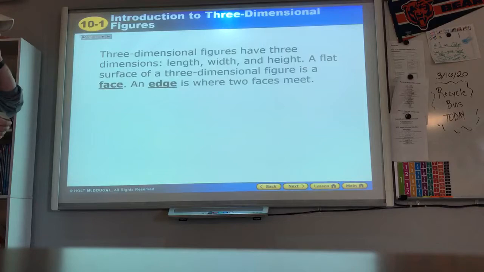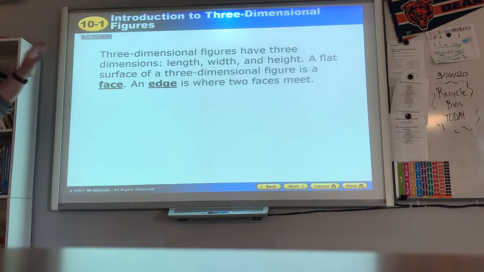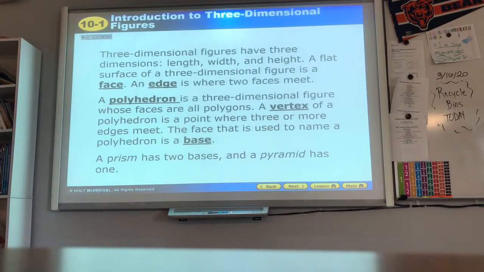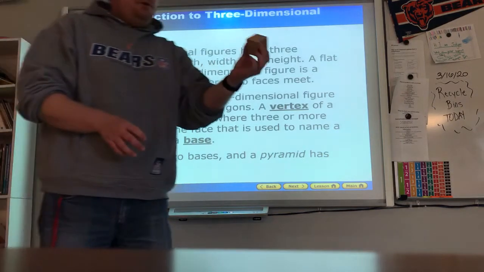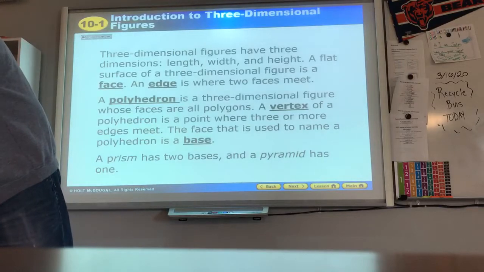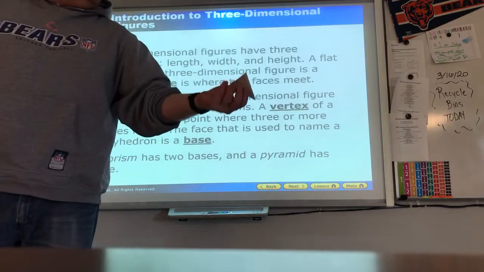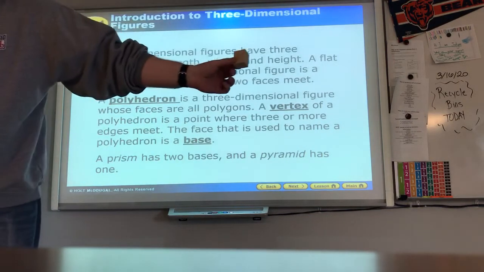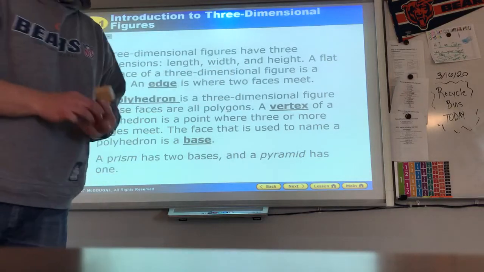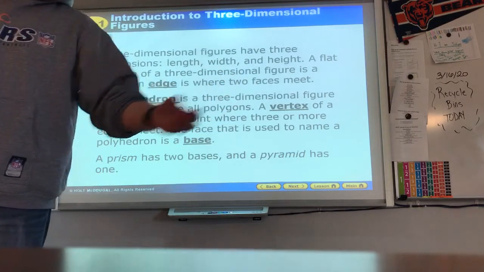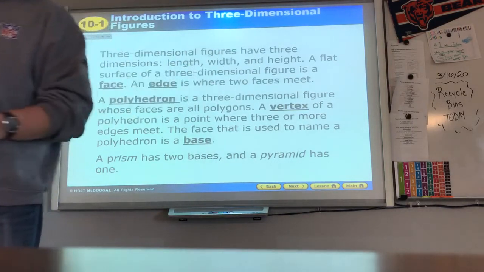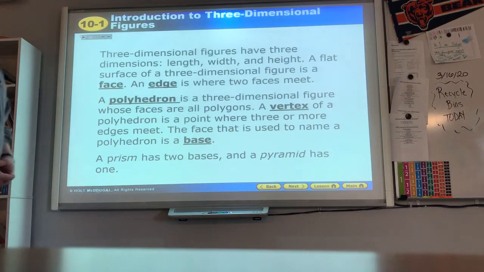This gets a little more difficult because we are in two dimensions with video and we're trying to show three dimensions. All right? A polyhedron is a three-dimensional figure whose faces are all polygons. This is a polyhedron. This is a polyhedron. This is a polyhedron, as is this shape. Something like this would not be, because we don't have polygons for all the faces.